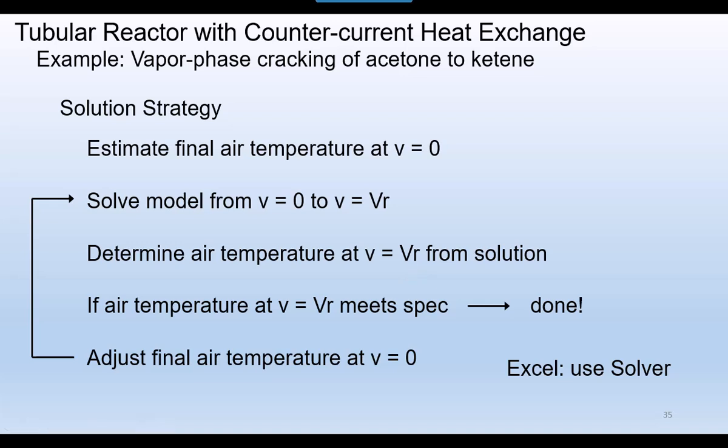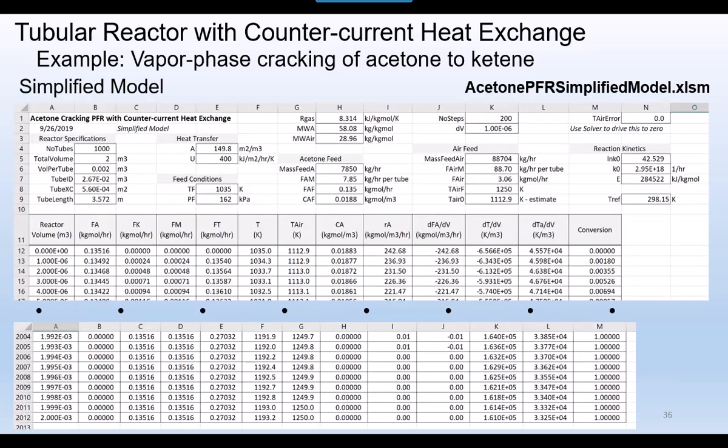Now, we have a specification because the air temperature at volume equals VR is actually the feed air temperature. We have a specification for that. So we have to check the computed air temperature against the specification. If they're equal or close, we're finished. And if not, we have to come back around. We have to adjust the final exit air temperature and continue this until we get convergence. And this we do with the use of Excel's solver. And it's quite convenient for this.